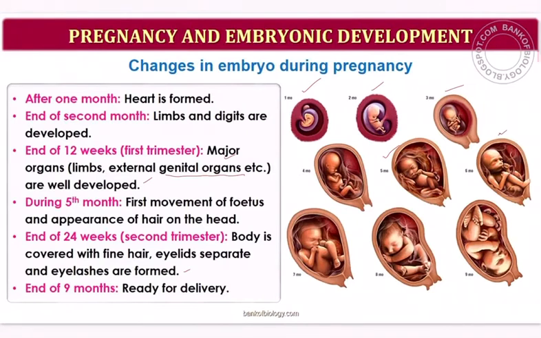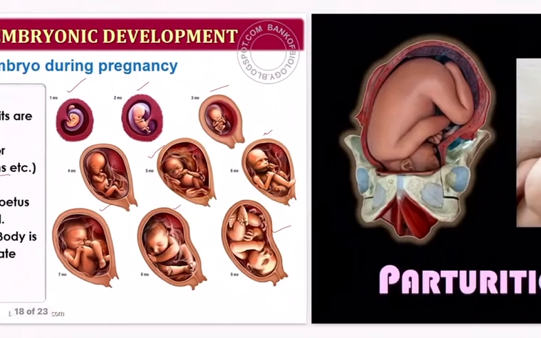And then end of 24 weeks, that is almost 6 months, second trimester, body is covered with fine hair and eyelids separate and eyelashes are formed. You can see the presence of, in the 6th month, the formation of eyelids and eyelashes.